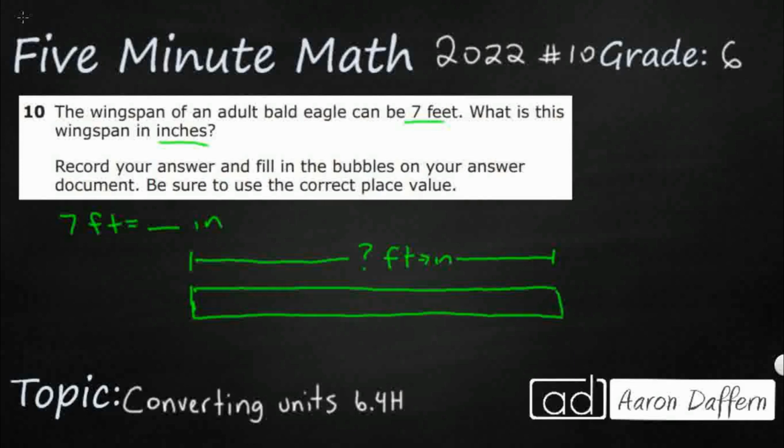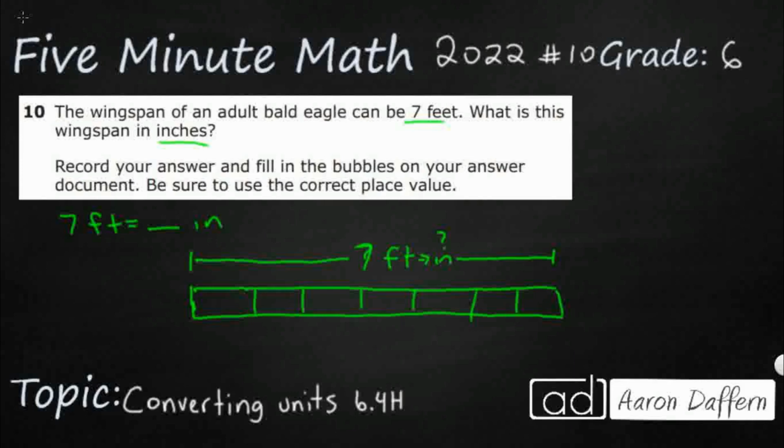So we need 7 little boxes. So that's 7 feet. I'm going to put the question mark right there for my inches. Let's put 7 boxes here. All right, so let's pretend those are all the same size. What do we know about feet and inches? I've got 7 boxes. Each of those boxes represents 1 foot.